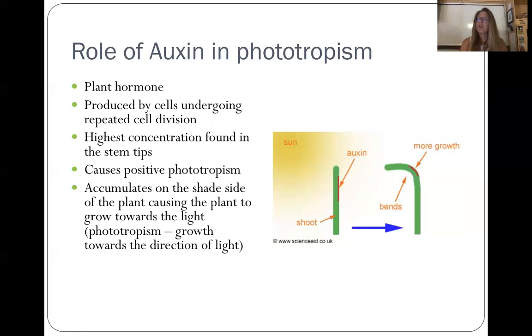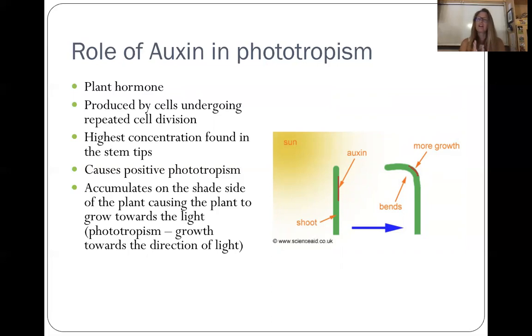We have a hormone that's important in our plants, and that hormone is auxin. If you ever leave a plant in front of a window, you're going to see that plant bend towards the light, and then you can spin your plant around and it's going to bend back the other direction. This is one of the ways that they respond to their environment because they need light for photosynthesis.